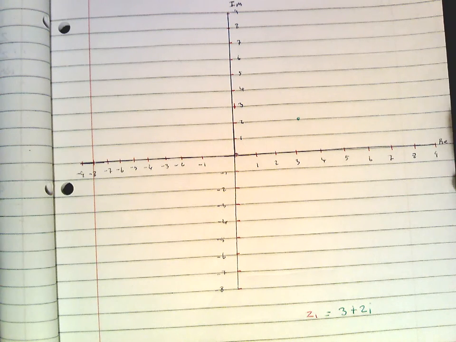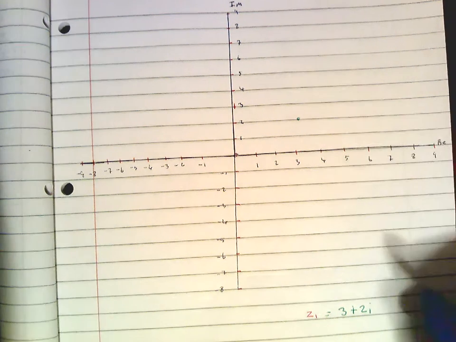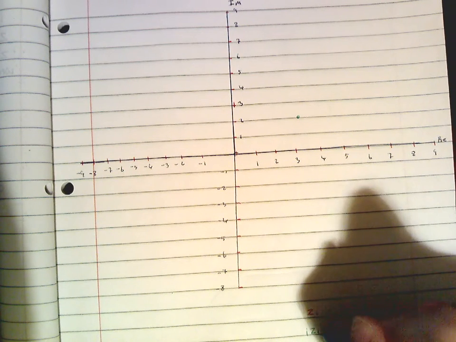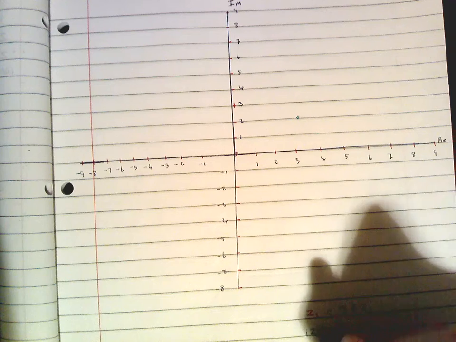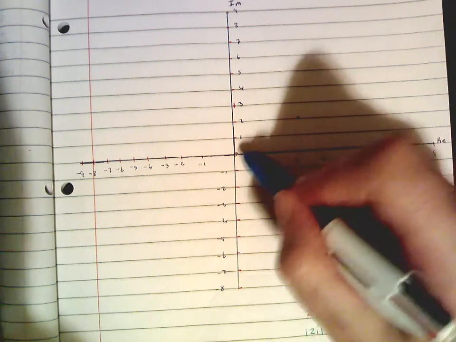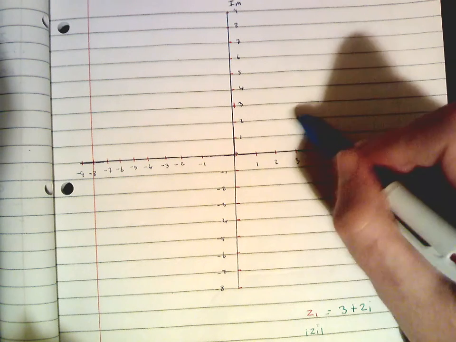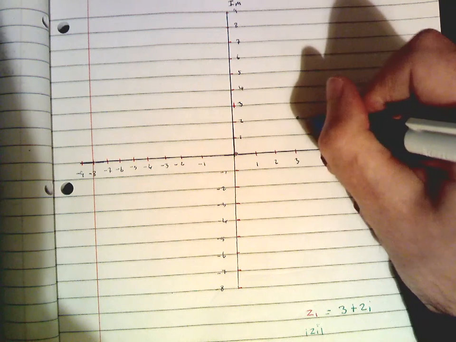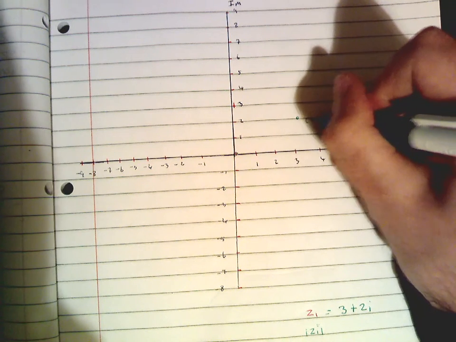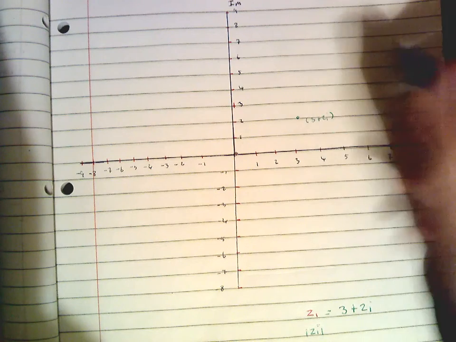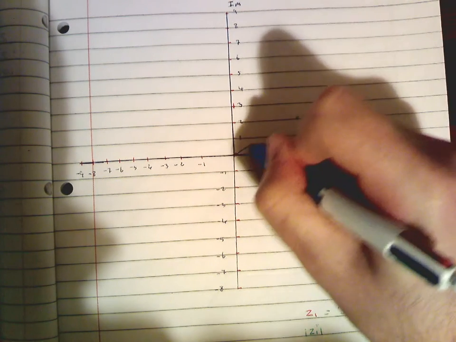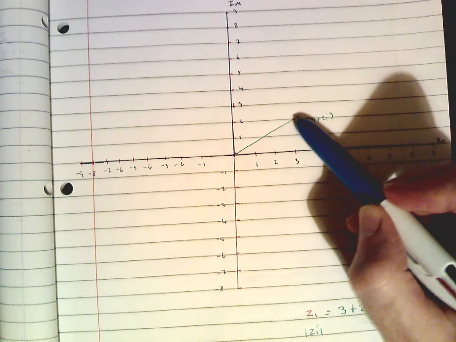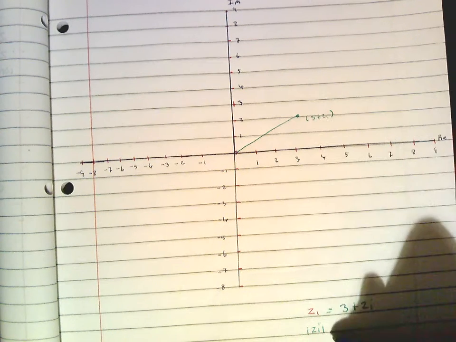And we learned about the modulus. If we wanted to get the modulus of z1, the modulus of z1 is going to be the distance from the origin out to here. We'll just plot it, so 3 plus 2i. And the modulus, if we were to draw a line from here all the way out to here, this line from here to here will be the modulus. So that's what the modulus is.